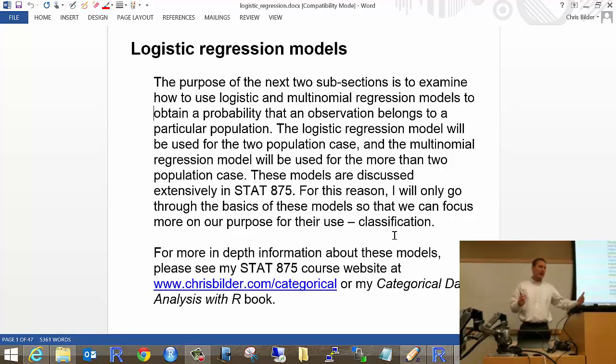In the next section, we will talk about multinomial regression models, and how we can classify observations into a case where you have, let's say, 3 or more populations. But now we're just going to talk about 2 populations.